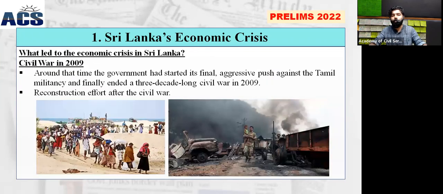This happened in 2009. It also affected the government financially, economically, and in other matters. So they also had to work on reconstruction after the civil war.